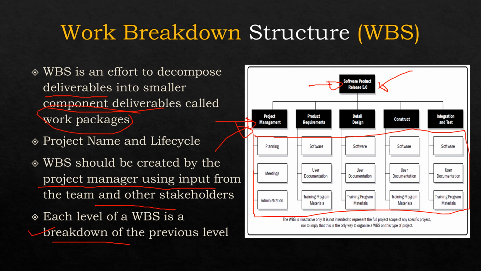It can also be broken down further. For example, meetings can be of any type, such as client demo, requirement gathering, brainstorming, or meeting with SMEs, subject matter experts. So we have different kinds of meetings, and we can further break them down. But in the diagram, these are at the lowest level, which means these are the work packages. In the project management category, we have planning as a deliverable, meetings as a deliverable, and administrative tasks as a deliverable.